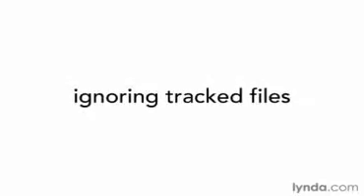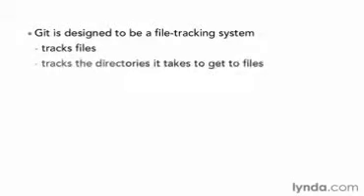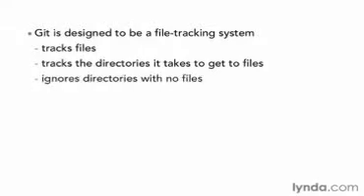So far in this chapter, we've been talking about how we can give instructions to Git to tell it which files it ought to ignore instead of tracking. In this movie, we're actually going to do the opposite. One of the things that always surprises people who are new to Git is the fact that Git does not track empty directories. And that's because Git is designed to be a file tracking system. Its purpose is to track files and the content in those files. So it tracks files and it tracks the directories it takes to get to those files, but it ignores directories that have no files at all.